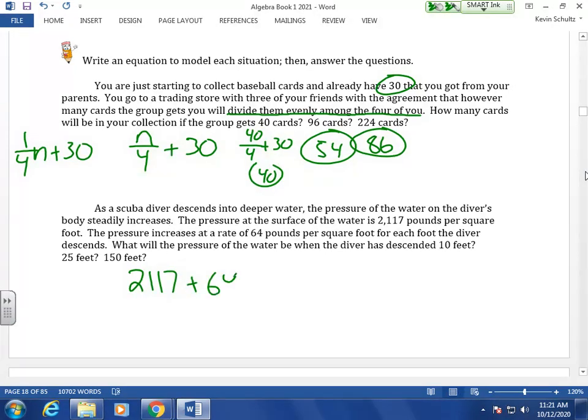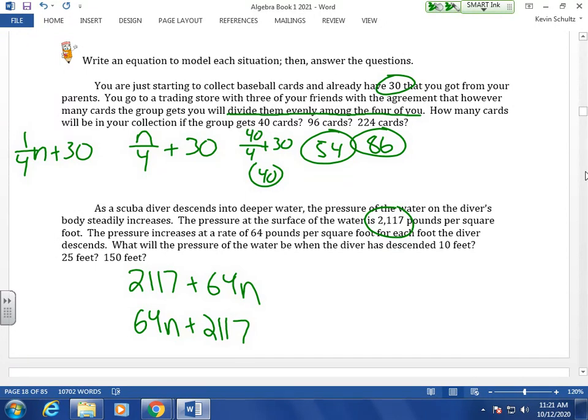2117 plus 64n. You could have 64n plus 2117. Either one's fine. Yes, that would be correct, because that 2117, that's where things start. That's your constant. Okay, and from there, the pressure is increasing at a rate of 64 pounds per square foot. So, Abby.